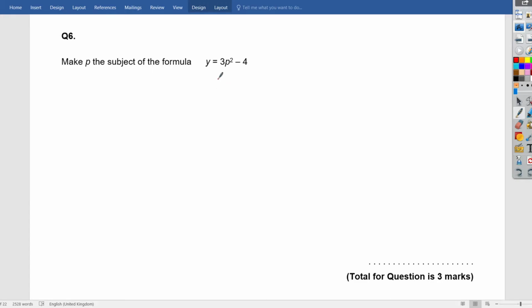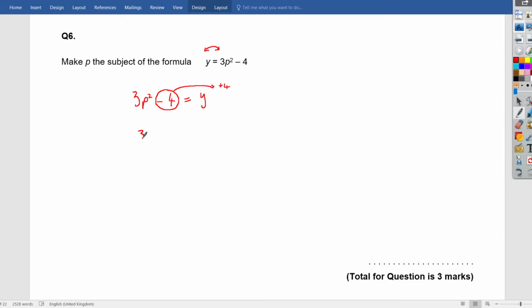Now, when we're doing this, just think about solving equations. Instead of getting a value for p, we get an expression for p. So do the same thing as we have been doing before. If it helps, you can turn this around and rewrite it. I know some of my students like doing that, so we write 3p squared minus 4 equals y. It's the same thing. So this is a minus 4. I want to take it to the other side. The opposite of minus 4 is plus 4.